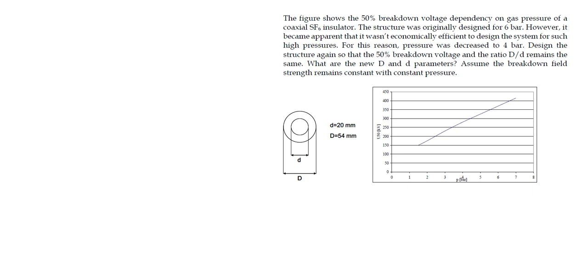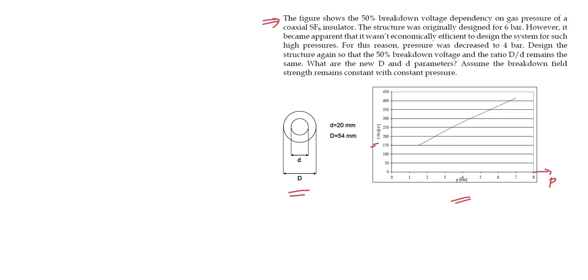Hello guys, in this video I'm going to solve a problem related to insulation design. So let's start. In the given statement, the figure shows the 50% breakdown voltage dependency on gas pressure. On the horizontal axis we have pressure, and on the vertical axis, as you can see, we have 50% breakdown levels.